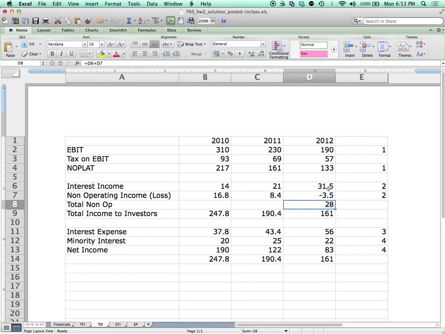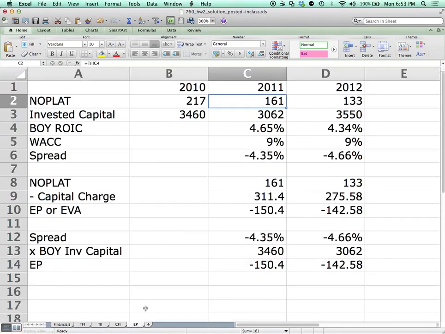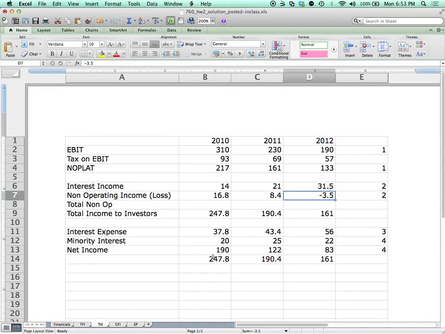Non-operating income. Interest income. I'm sorry? Is that because it's TII? Yeah, I want to do TII. I want to do the interest. Oh, I'm doing interest income. Sorry, I was in the wrong place. I want my non-operating gains and losses. I threw an interest income there by mistake. My mistake. It's just this non-operating gain and loss. So negative 3.5.